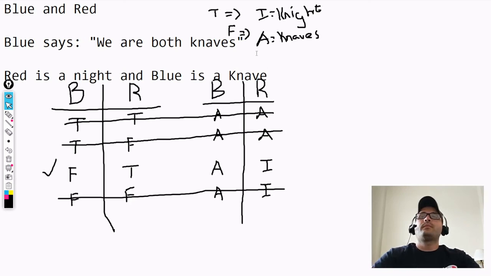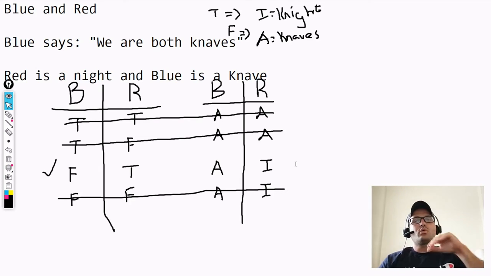So using this table and going through, we would now know that red is a knight and blue is a knave. So I went through that kind of quick. These problems can get kind of difficult. The best way I found to do them is just to draw them out and see more of them, and I'm more than willing to do more.